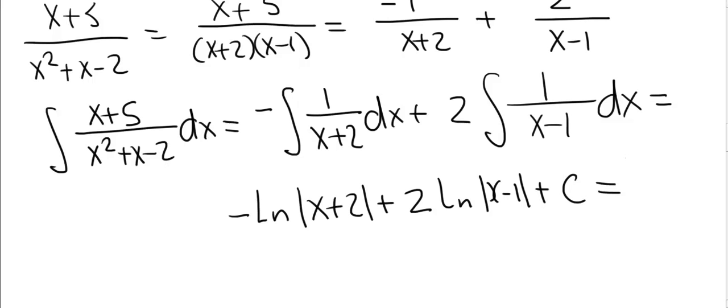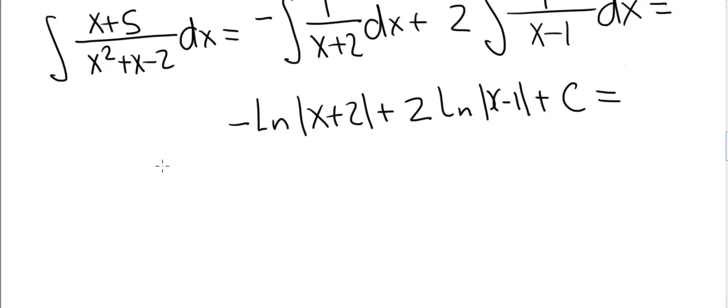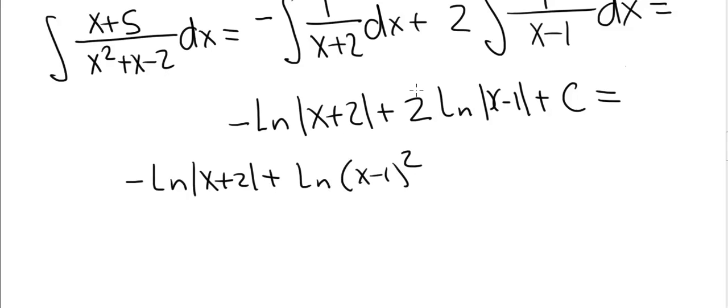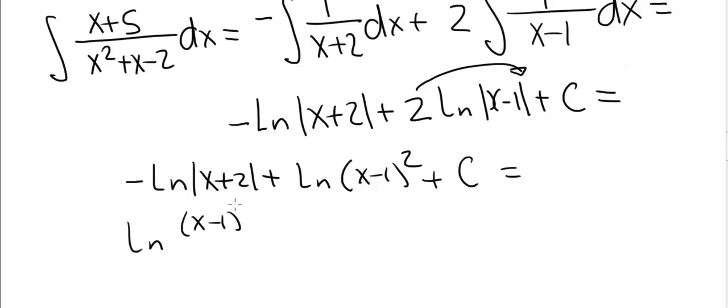We can leave the answer in this form or simplify it. This is minus ln of absolute value of x plus 2 plus ln of x minus 1 squared. We can take this 2 and put it in the exponent, and since anything squared is going to be positive, we're not allowed 0 into ln, we don't need absolute value, it will be redundant, plus C, and then we can combine these two. This is natural log of x minus 1 squared divided by the absolute value of x plus 2 plus C.